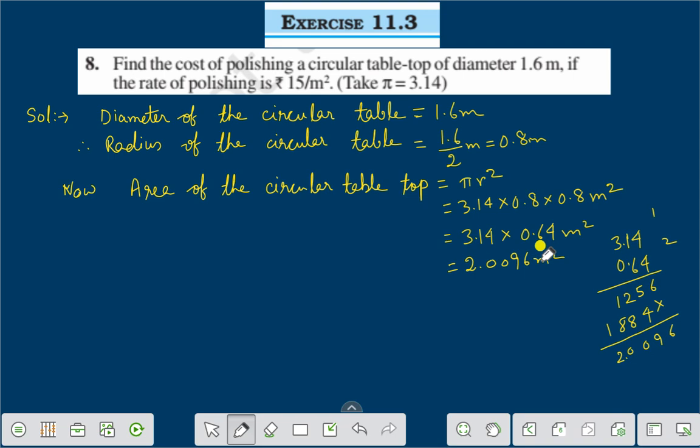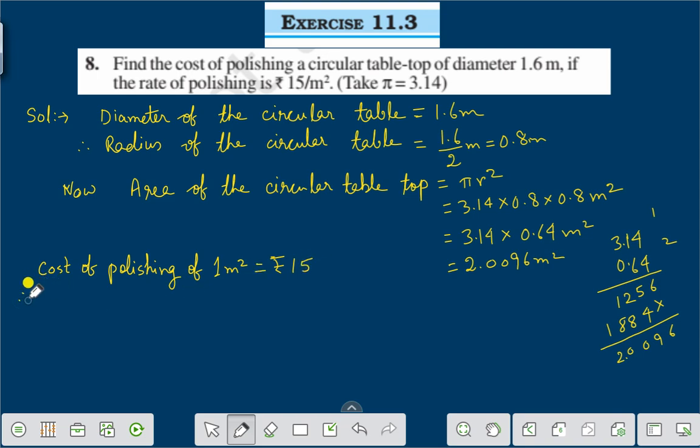Right? Now the rate of polishing is rupees 15 per meter square. Now, cost of polishing of 1 meter square is equal to rupees 15.